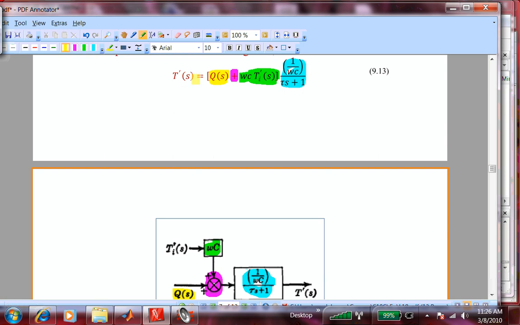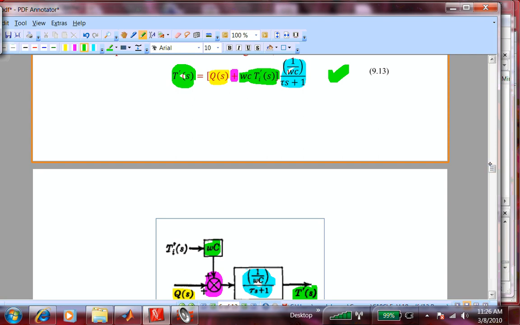I guess I ran out of all the colors. Both of them will take the same input, Q and Ti prime, and produce the same output T prime. But the block structure will look different, depending on how we have written the algebraic equation that you have here. Both are equivalent. Both will produce identically the same result. So this just shows you that there is no uniqueness to this process of building the block diagram. It depends on how you write the equation.